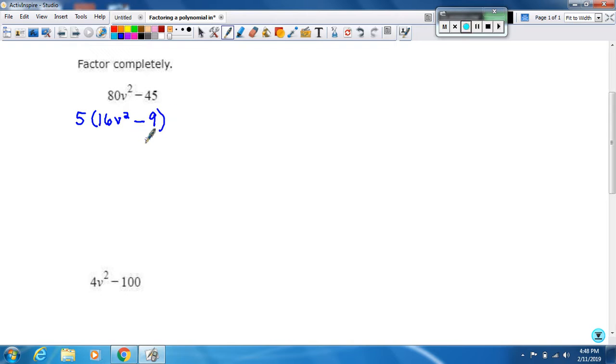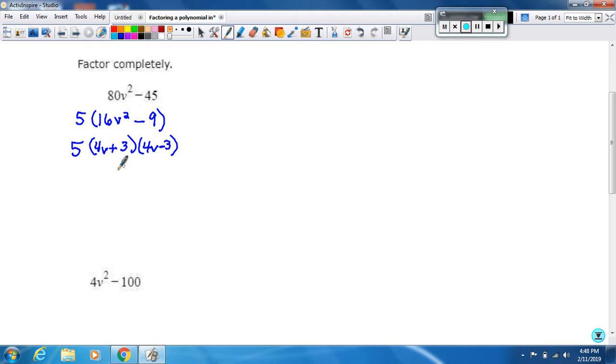Then you want to look in the parentheses and see if you can factor that out anymore. 16 and 9 are both perfect squares, and there's a minus, so these are differences of two squares. So you make two sets of parentheses. You want to see what the square root of 16 is. Square root of 16 is 4. You have two v's that you want to split up. In order to get this negative, you have to have opposite signs, so plus and minus. And then the square root of 9 is 3.